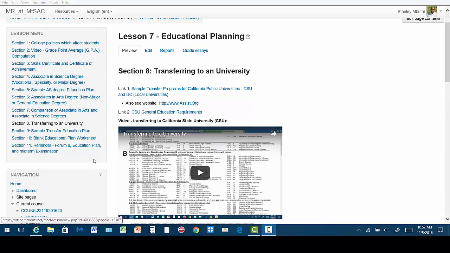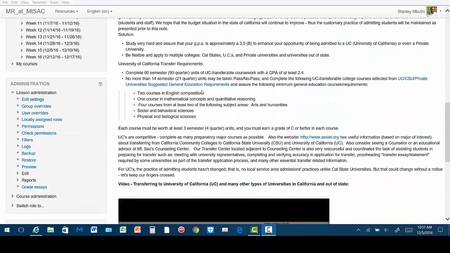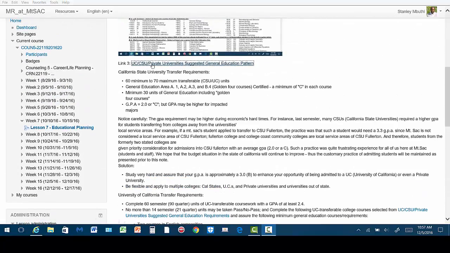Lesson 7, Section 8, Transferring to a University. Let's talk about transferring to University of California or even private school. I suggest link 3 for people who are thinking of any school system. Let's look at the general education recommended.